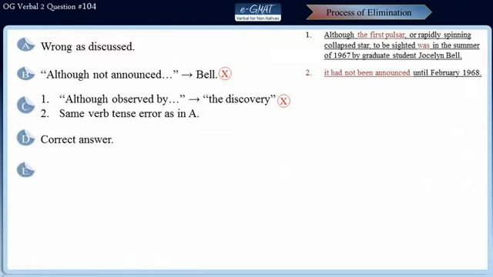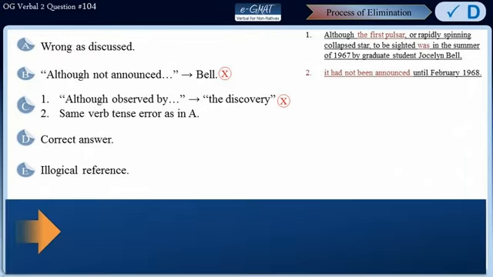Let's take a look at choice E now. Well, choice E is incorrect because instead of saying that the discovery of the first sighted pulsar was not announced until February 1968, this choice says that the pulsar itself was not announced, which is absolutely illogical. Hence, as we found out, choice D is the correct answer for this sentence.